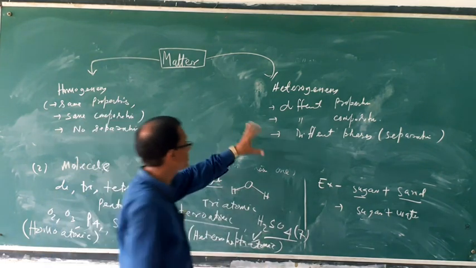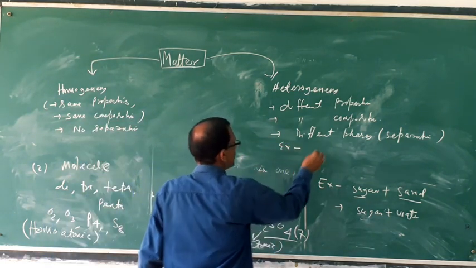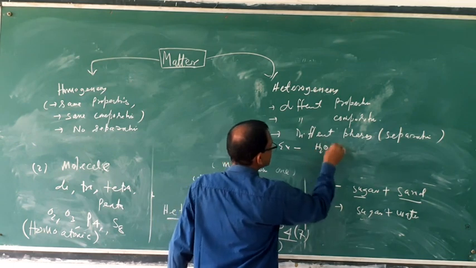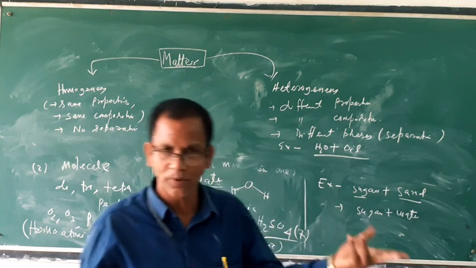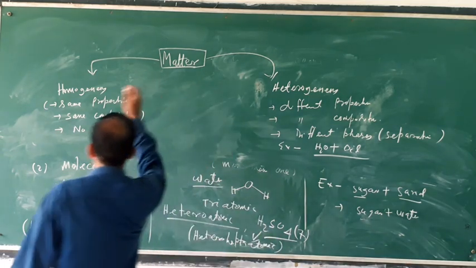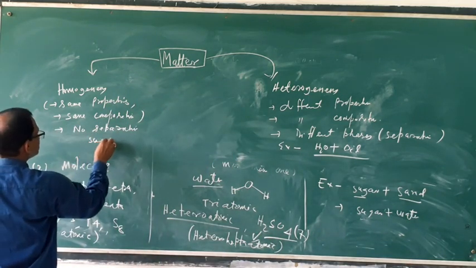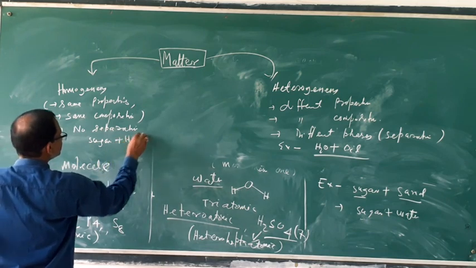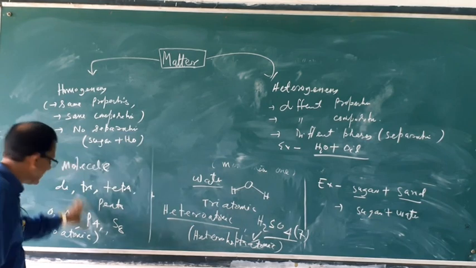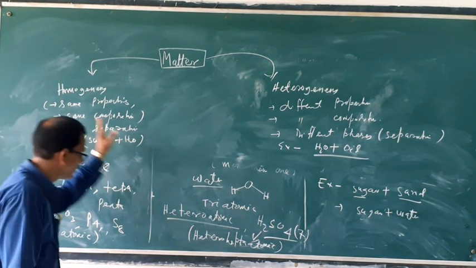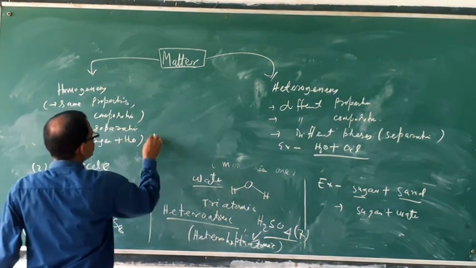So heterogeneous examples: water and oil, because oil floats on water, not properly mixed. Homogeneous example is sugar and water. Homogeneous matter.